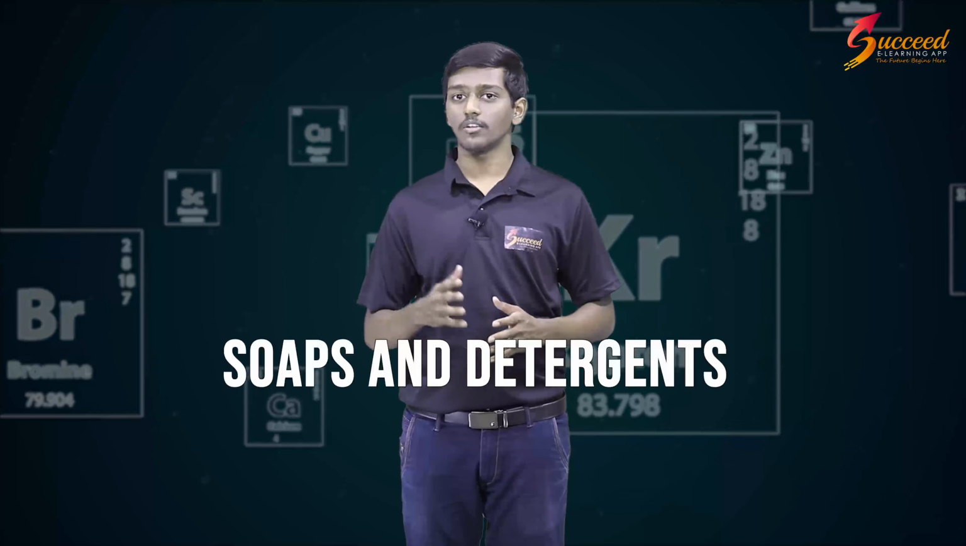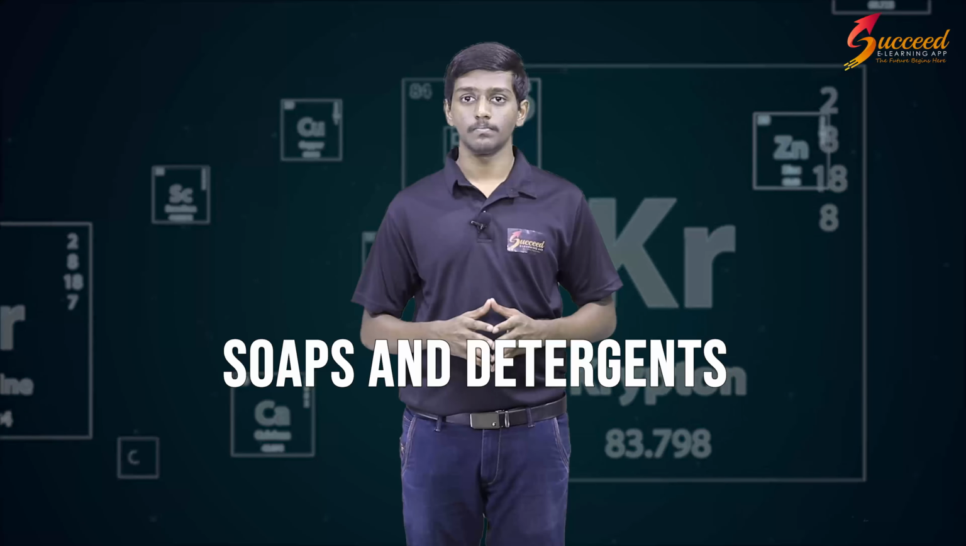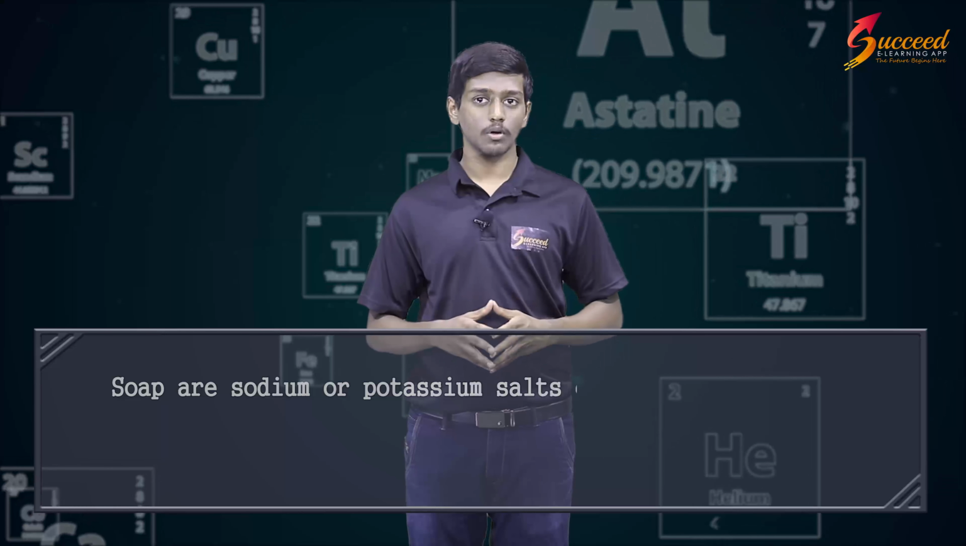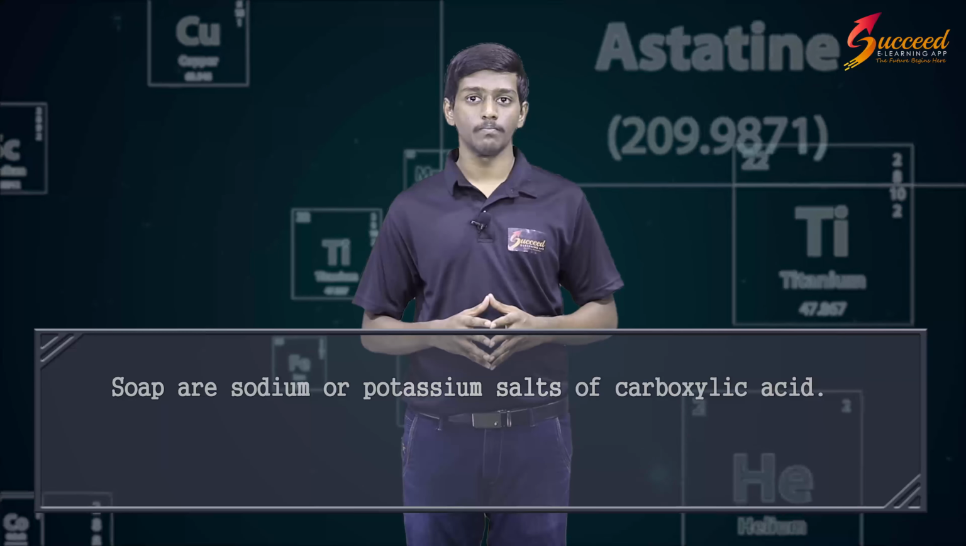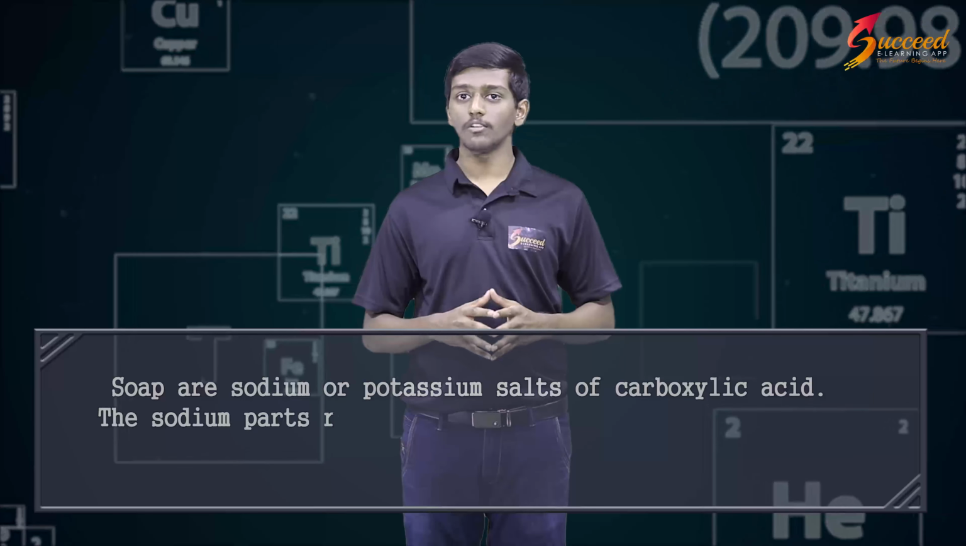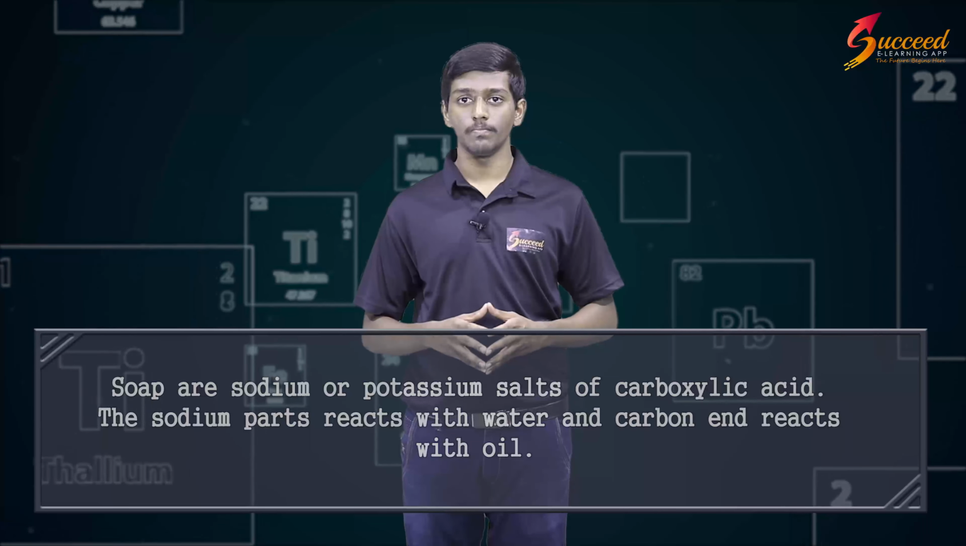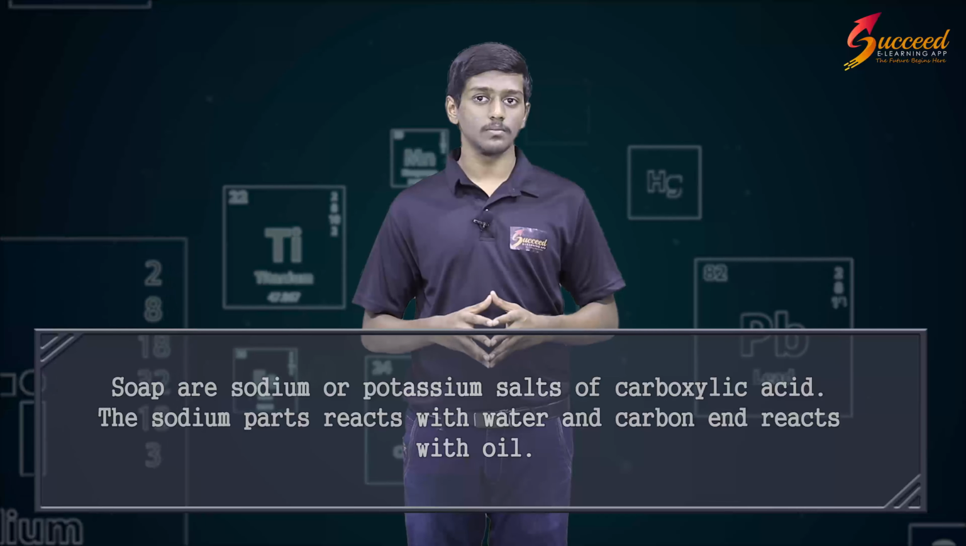Now let us see what are soaps and detergents. Generally, dirt is oily in nature, and we know that oil does not dissolve in water, so it becomes hard to remove with water. So we use substances called soaps. Soaps are sodium and potassium salts of carboxylic acids. The sodium part reacts with water, whereas the carbon end reacts with the oil, and they form a structure.